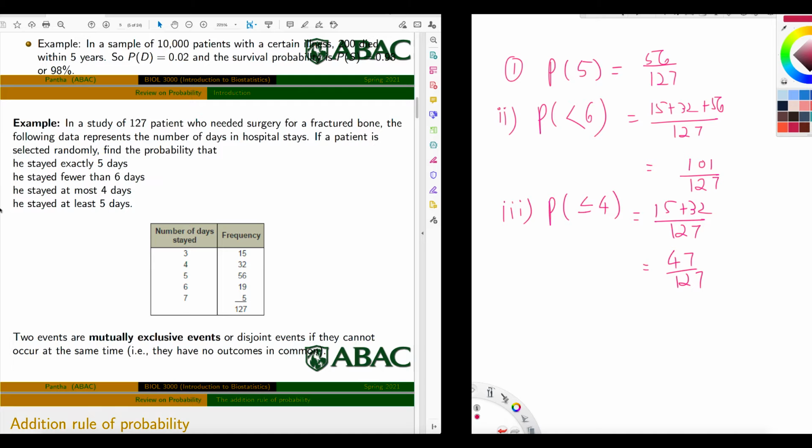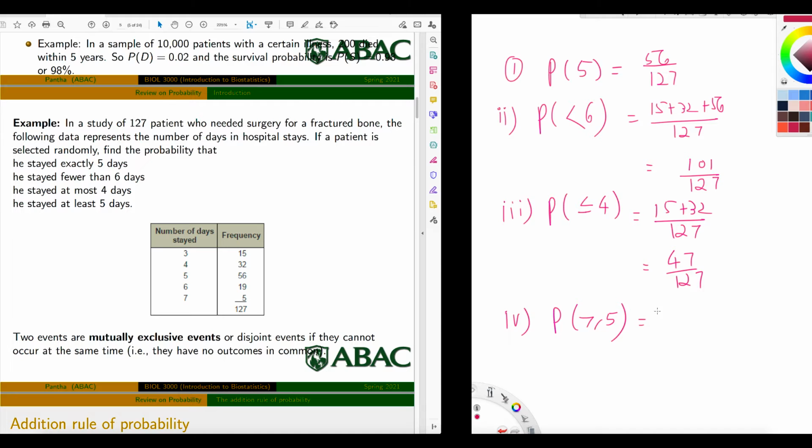Okay, and the last one is he stayed at least 5 days. IV. At least means what? P less than or equal to 5, right? Oh, at least 5 means greater than or equal to 5, not less than or equal to 5. At least means 5 or more, right?